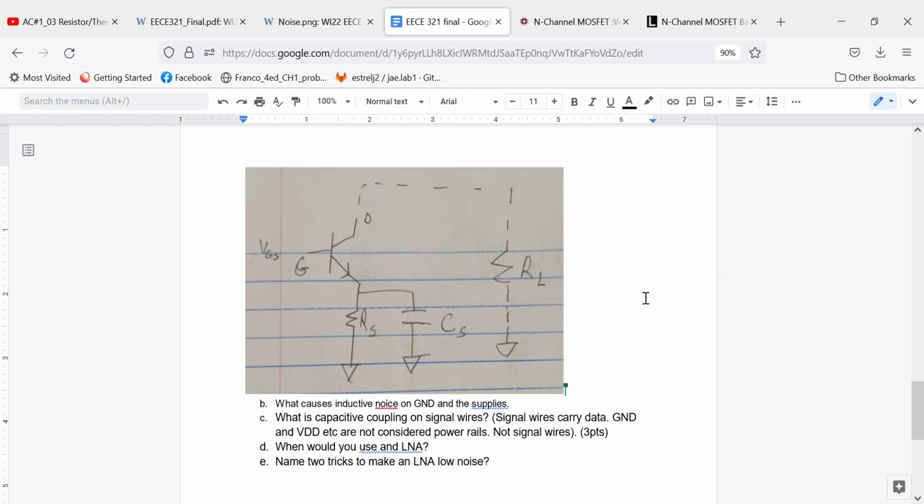So this is number 4A. We're going to talk about a bypass capacitor. So this resistor that's part of this N-channel MOSFET is actually RS, meaning built in. It's like the inherent resistance of the source.